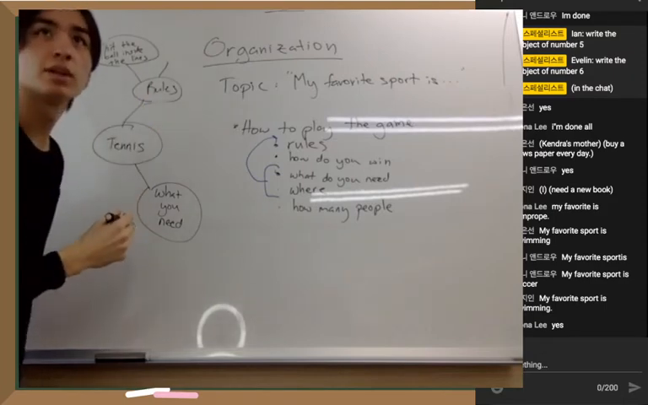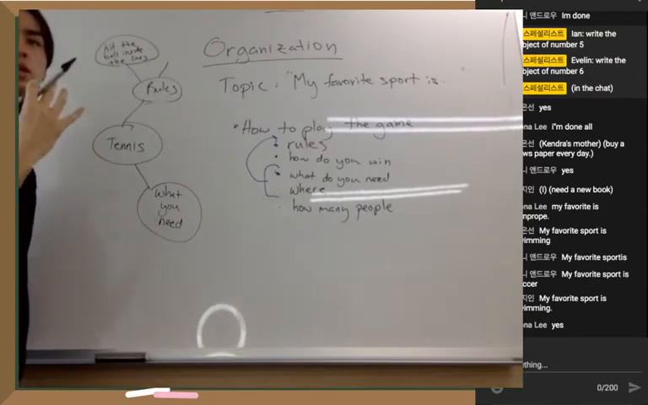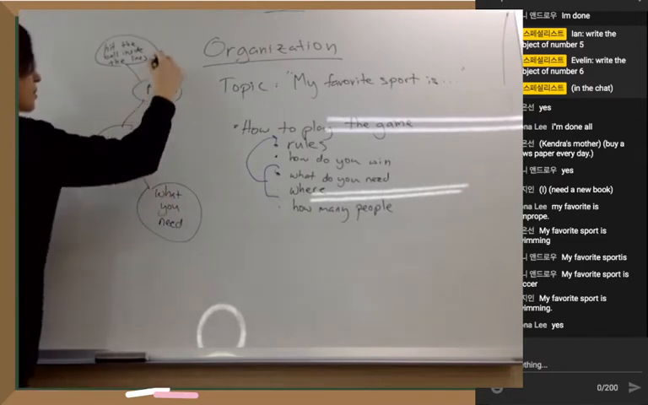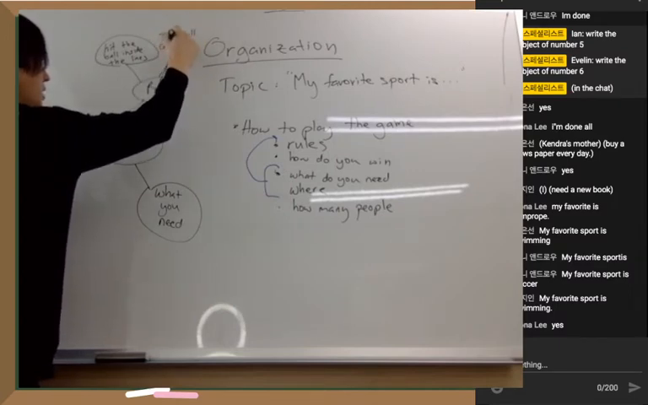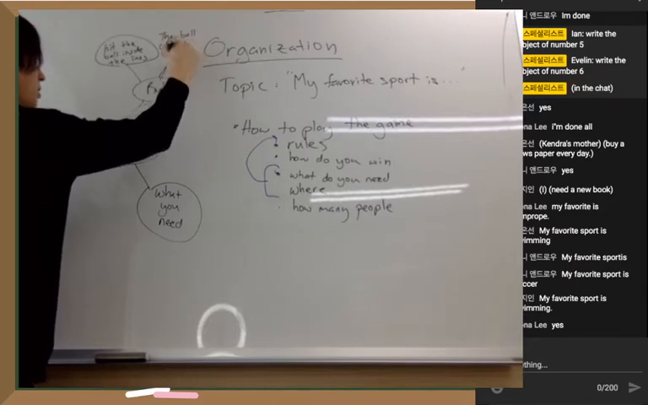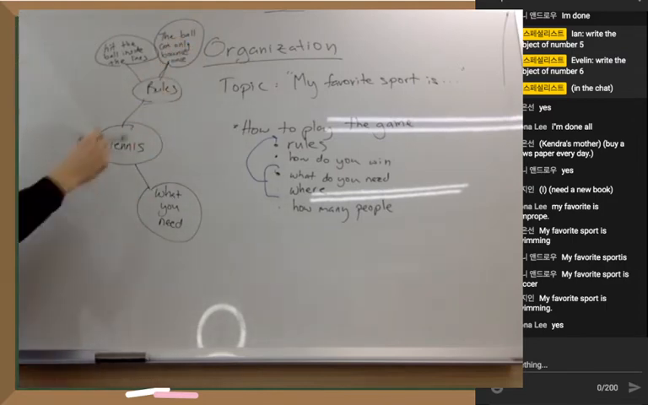Can you see that? Am I writing too small? I think I might be writing too small. But you can hear my voice at least. Also, the ball can only bounce once. Rules like that. So people like idea webs like this.